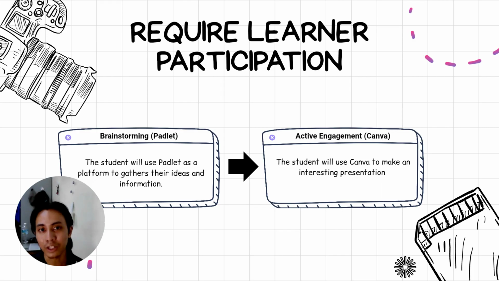The next part is require learner participation. So the first one is brainstorming, where the students will be using Padlet. The students will use Padlet as a platform to gather their ideas and information because everyone can use Padlet at the same time to gather the information. And after they're done brainstorming, they will use Canva as an active engagement to make interesting presentations at the end of their task.